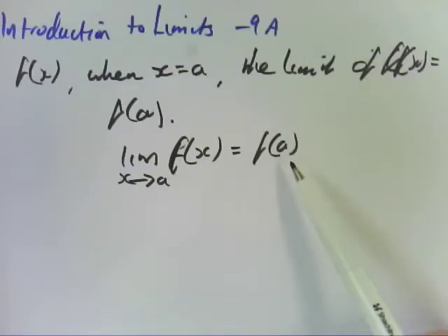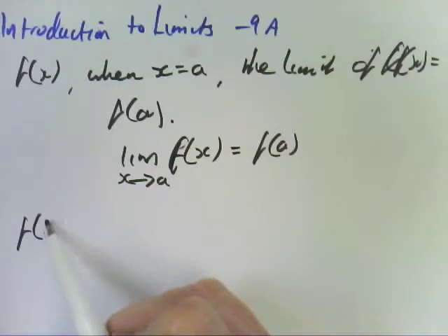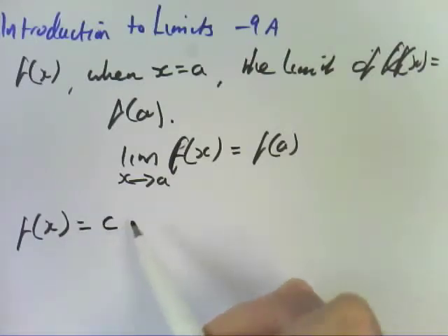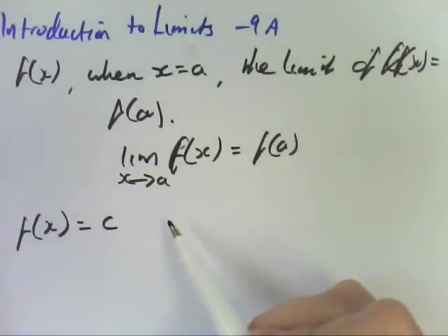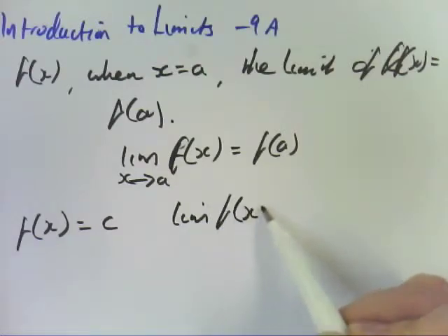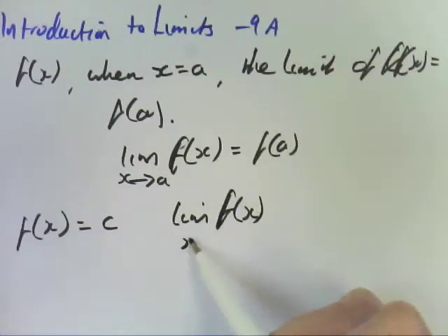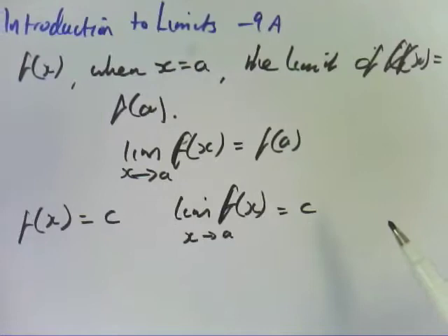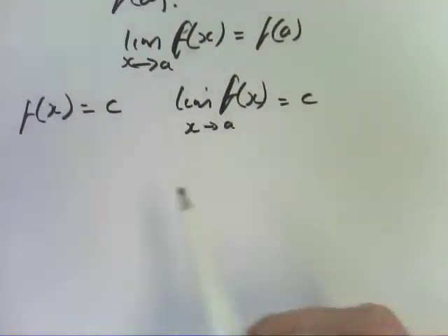Okay? If f(x) is a constant, so f(x) equals c, then it doesn't matter what your x value is, the limit of f(x) as x approaches a is always going to be c because it's a constant. Okay. The third, so that's 2, that's 1.